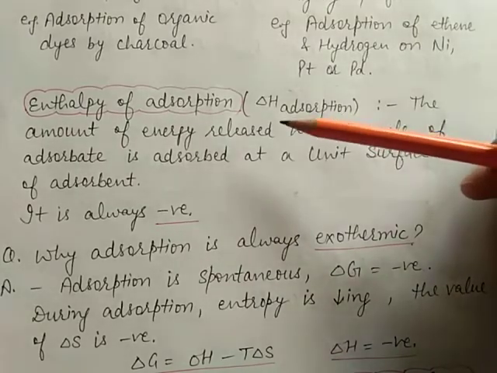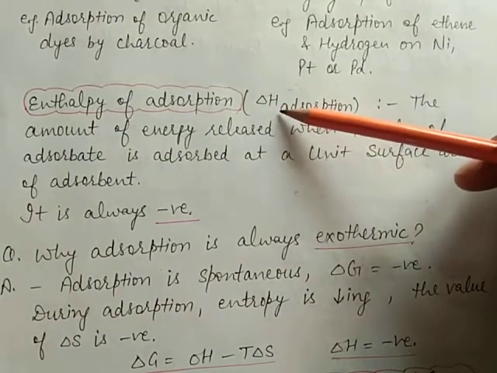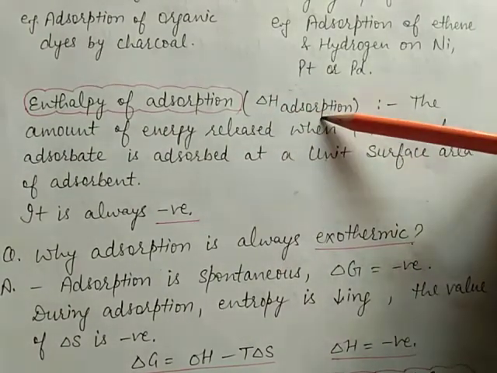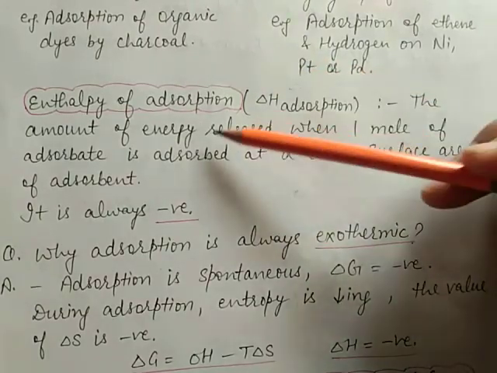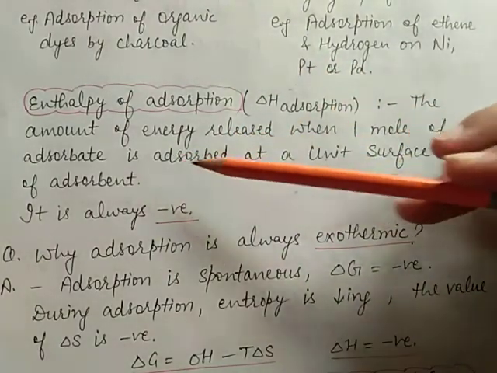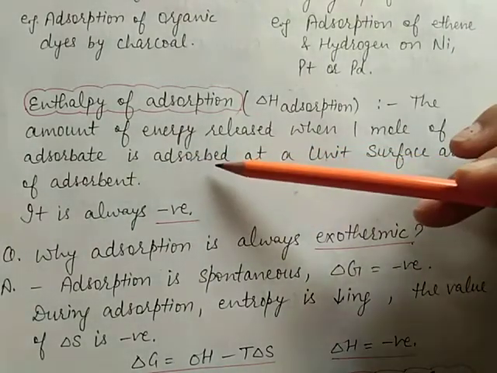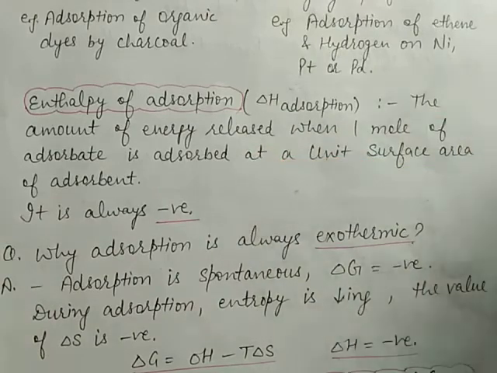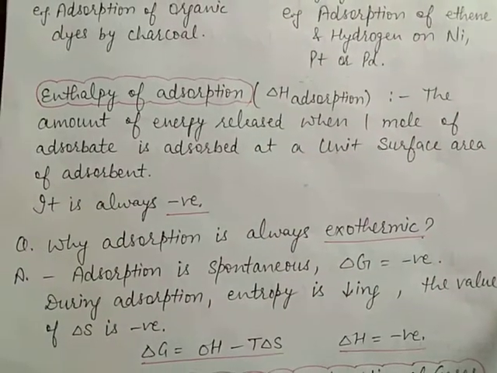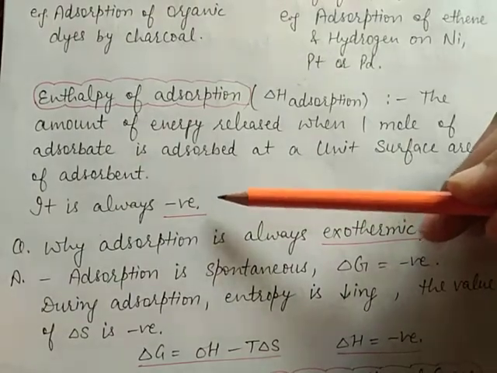Now next is enthalpy of adsorption. It is represented by delta H adsorption. Means the amount of energy released when 1 mole of adsorbate is adsorbed at a unit surface area of adsorbent. It is always negative.